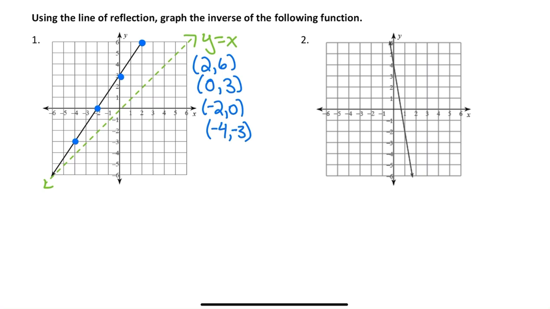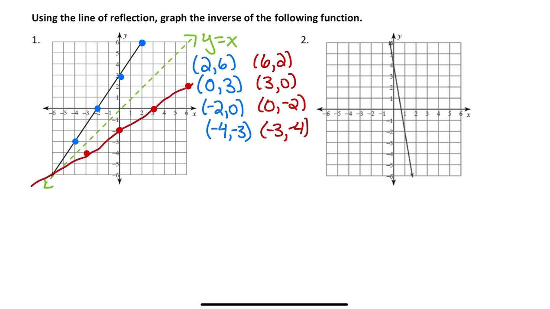Then we can find the inverse of each of these: (6, 2), (3, 0), (0, -2), (-3, -4), and then plot those points on the graph. Once those are plotted, you connect your dots. And there's our inverse. Let's do the next one.